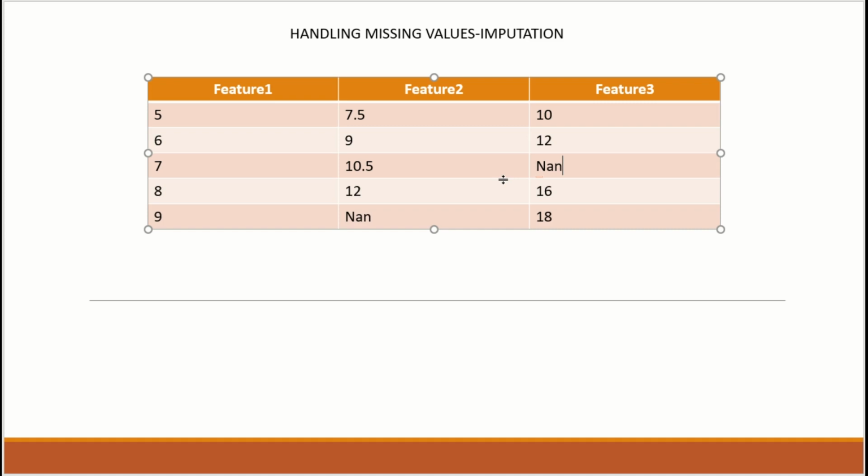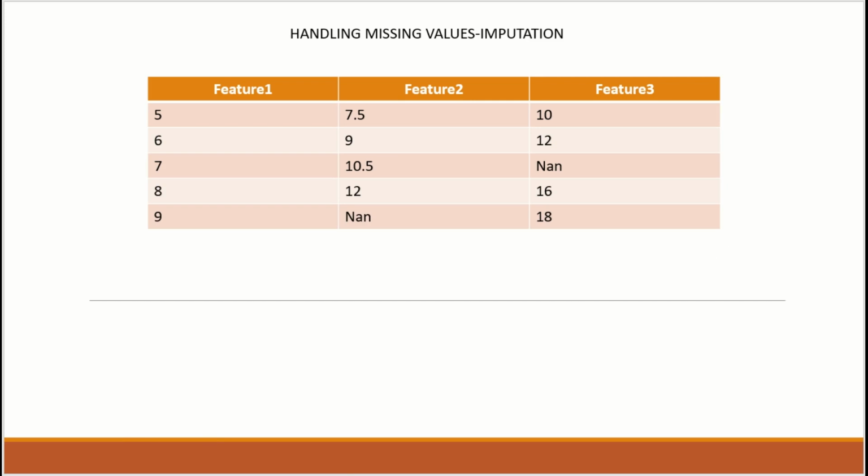So one of the very basic ways, which I'm going to emphasize in this video, is finding the mean, median, mode of that particular feature and replacing the blank, this NaN or whatever the missing value, with that value. So for example, for this feature, we can take the mean of 10, 12, 16, 18. So if we take the mean of 10, 12, 16, 18, what are we going to get? I'll just do the calculation.